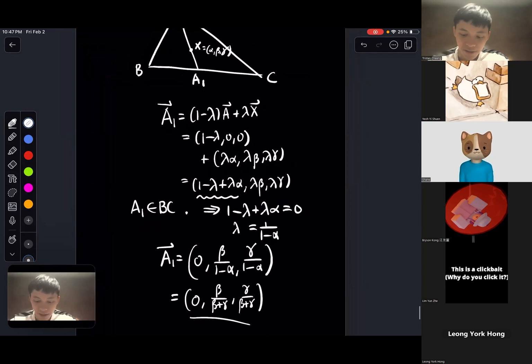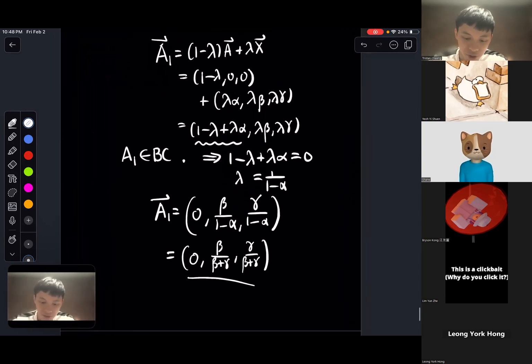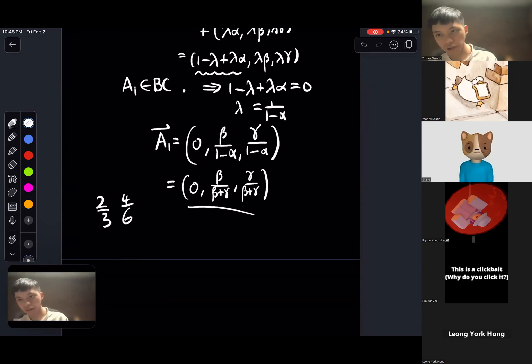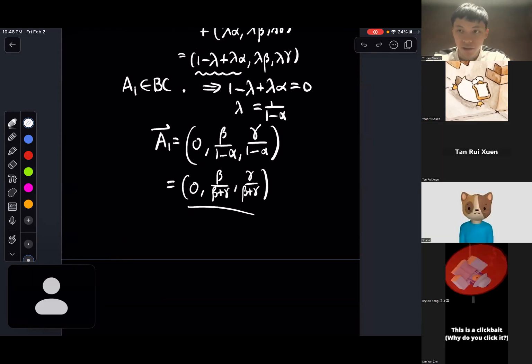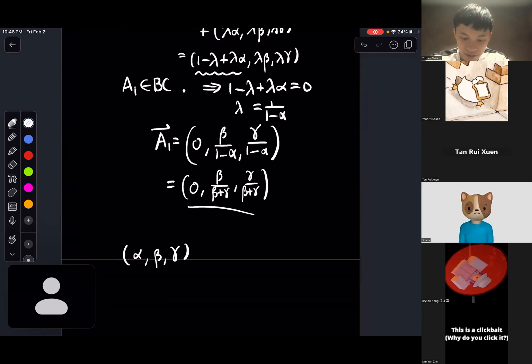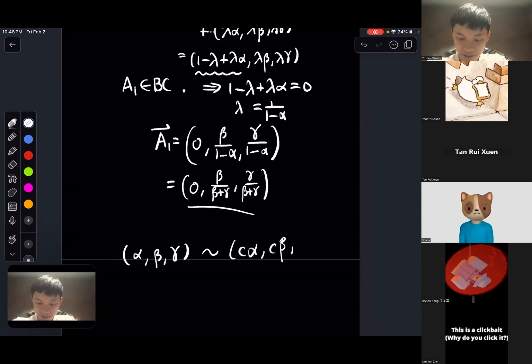Okay. Now, this motivates something nice, which is that you want to homogenize a coordinate. For example, in fractions, 2/3 will be the same as 4/6, right? Because I scale 2 and 3 by a certain constant. We're going to do something similar here. We are going to say that alpha, beta, gamma, and something else, C alpha, C beta, C gamma, we're going to treat them as equivalent as long as this C is non-zero.